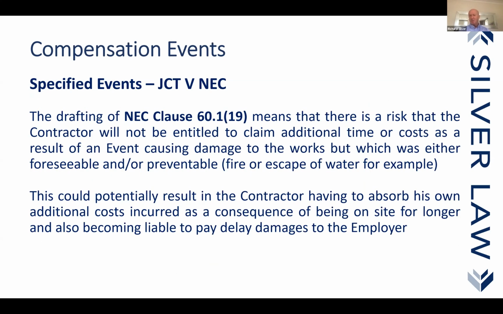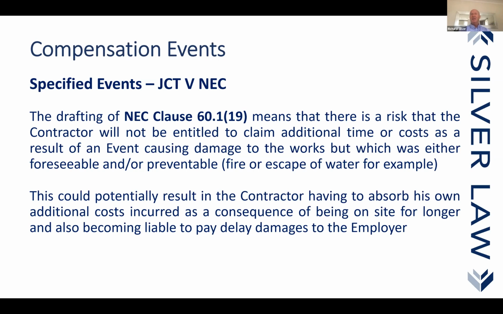That situation should also be considered with the specified perils, leaks and fires. Dealing with leaks and fires, is it the possibility that the contractor could have foreseen it or could have prevented it? Because if that's the case, they're not going to get a compensation event for it. Whereas under the JCT, it's very simple. If there is a fire or a leak, the contractor does get an extension of time.